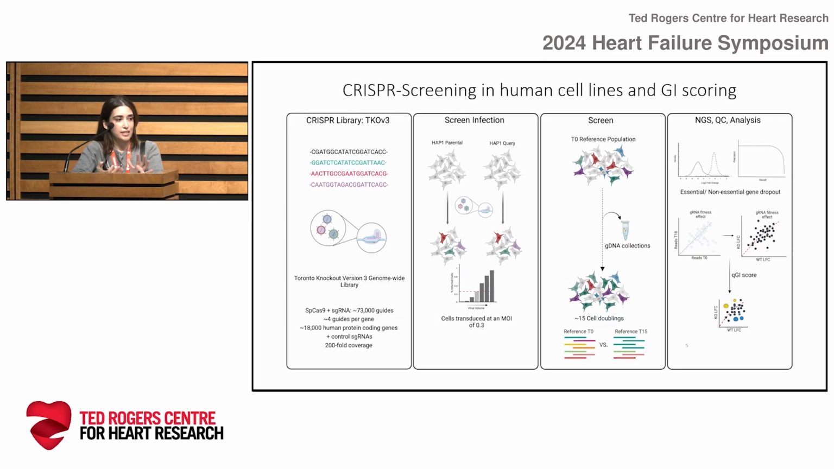So our lab does this by profiling genome-wide CRISPR screens in human cell lines, and we use the HAP1 cell line as a model. We use the genome-wide TKOV3 guide RNA library, and we essentially infect our cells, either parental cells or what we call a query, where we've got a mutation of interest, which you can think of as your gene A, and we want to look at all possible combinations of gene B across the genome. Then we profile guide RNA abundance by next-generation sequencing.